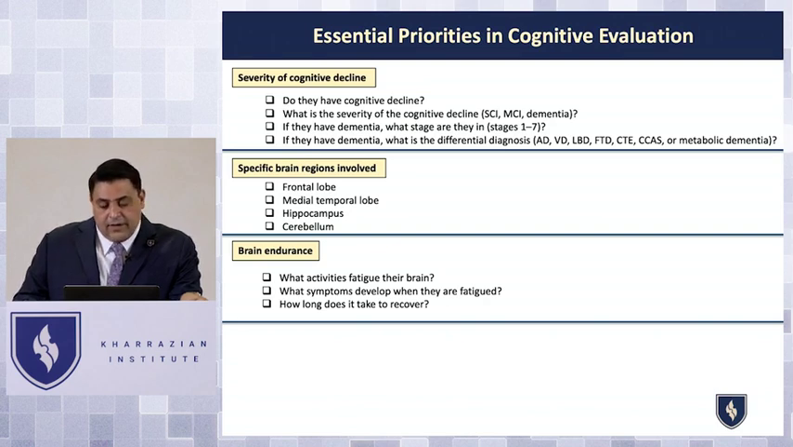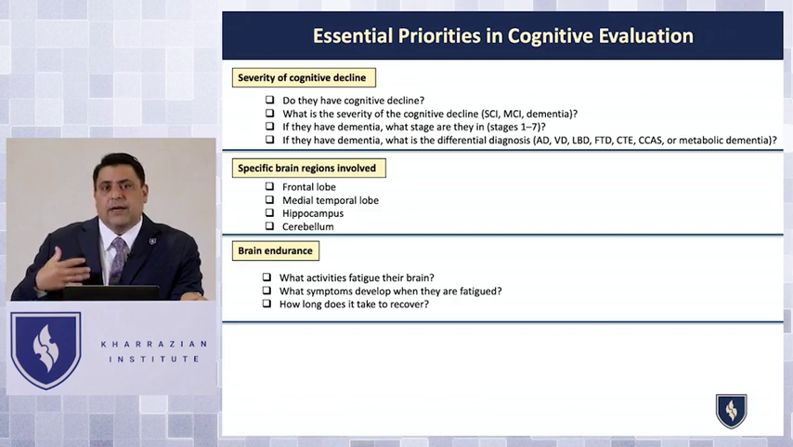And then how long does it take for them to recover once their brain fatigues? Is it a day? Is it 3 days? Is it a few hours? Do they just need to eat something and they're back, or they're gone for the next few days? So those are things that let you know their endurance of the brain and their mitochondrial neuron bioenergetics.